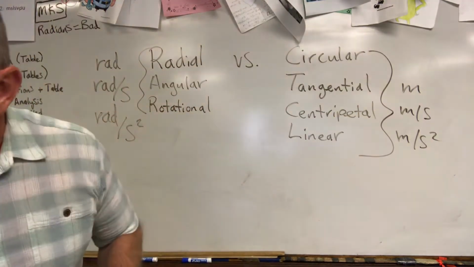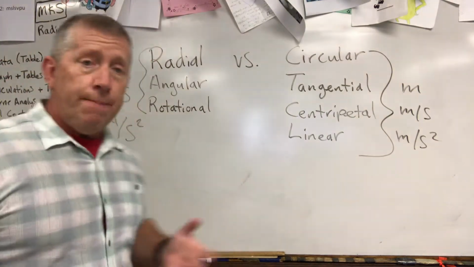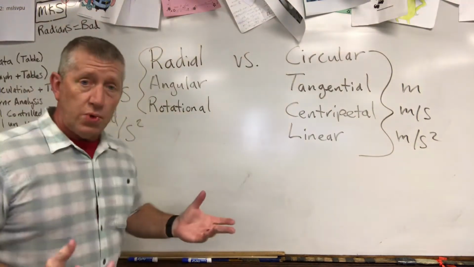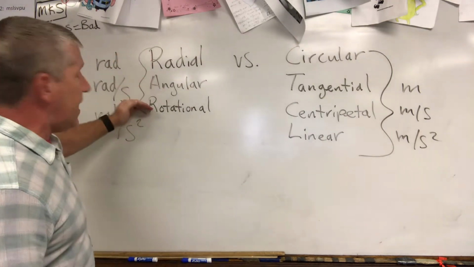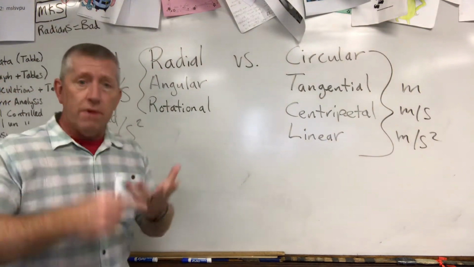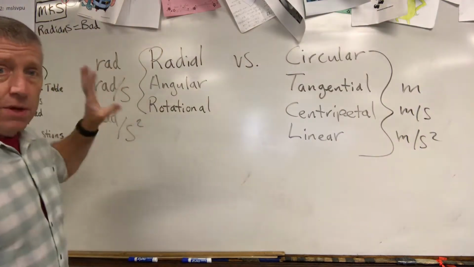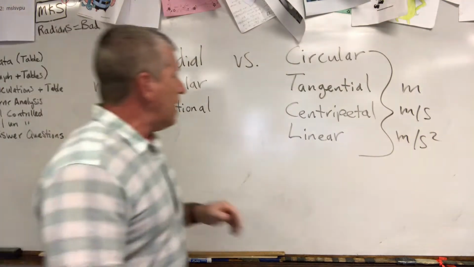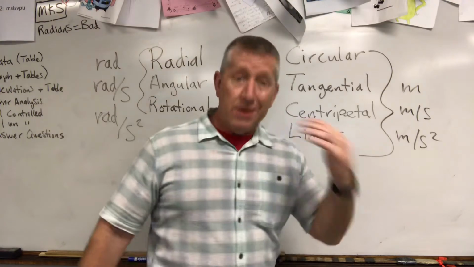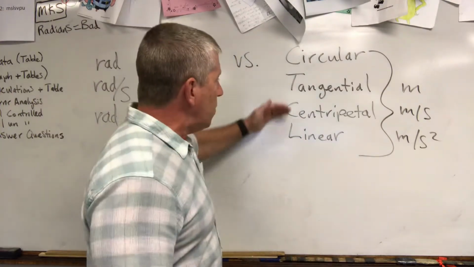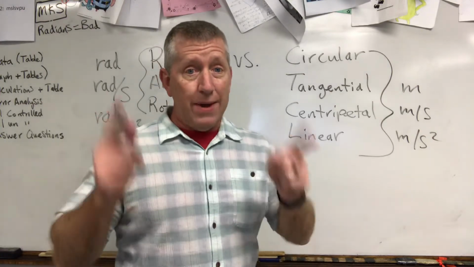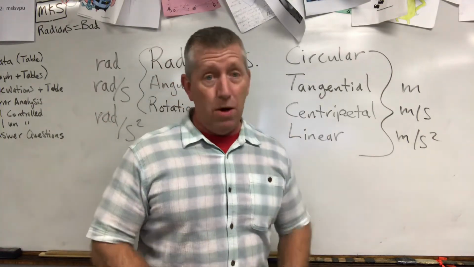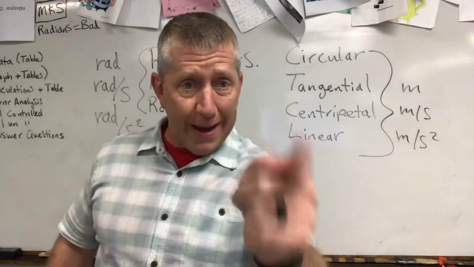So depending on what question you're being asked would depend on which units you're going to use. If you see these three words and you're asked to find an acceleration, a distance, or a velocity, then we have to make sure we use radians. If we're being asked to find an acceleration, a distance, or velocity with any of these words attached to it, then we're using meters. I hope you took that down, kids.